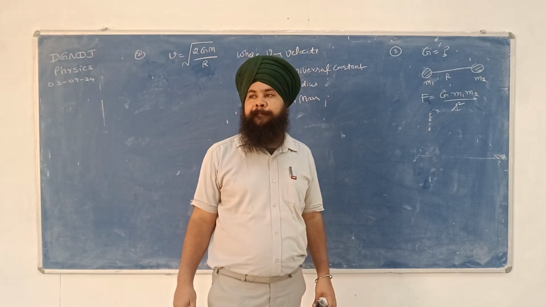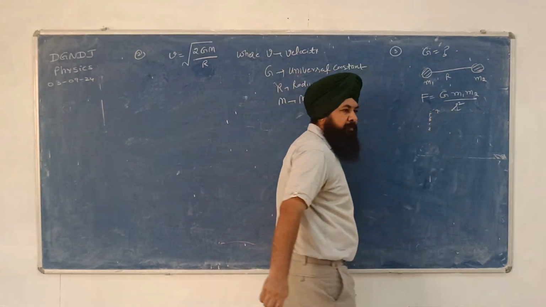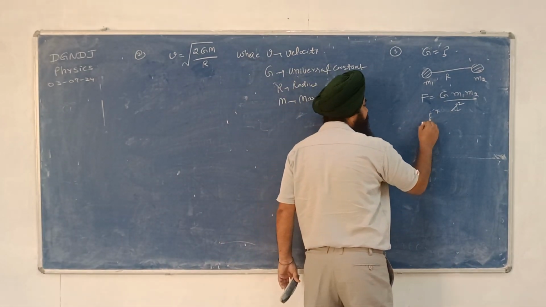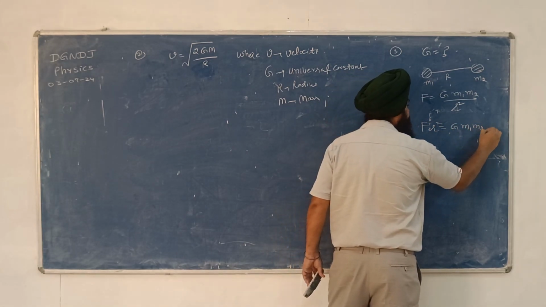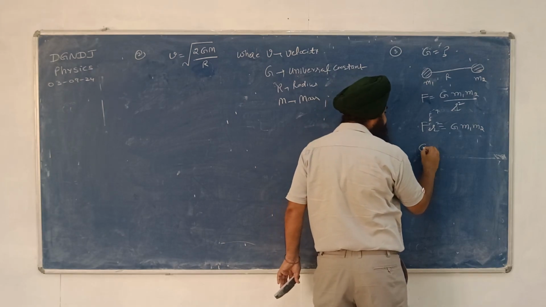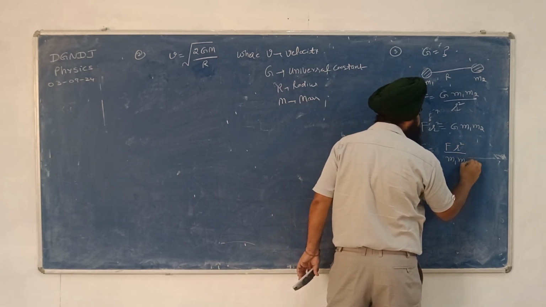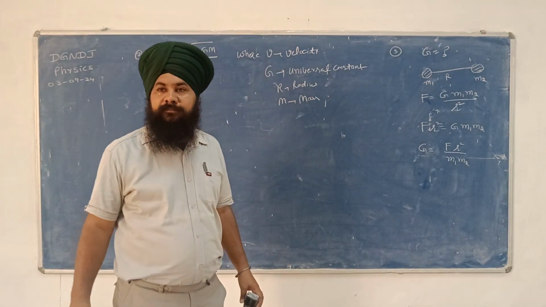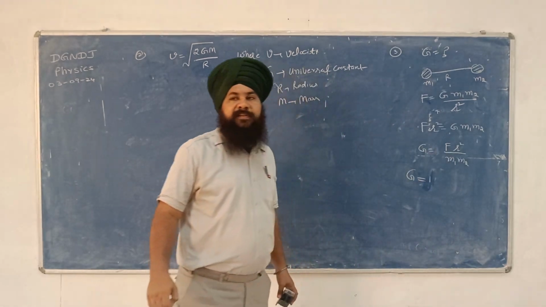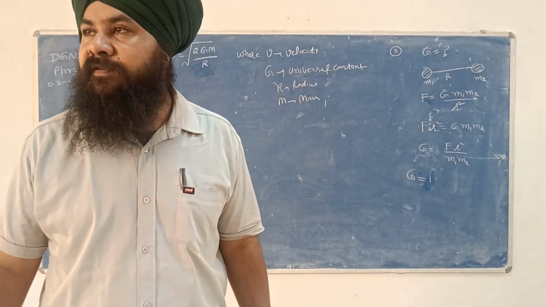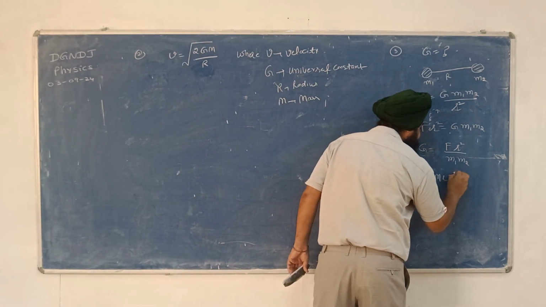Okay, so from here take out G. F r square is equal to G m1 m2. So G is equal to F r square divided by m1 into m2. What is the dimensional formula of F, force? MLT minus 2, right? MLT minus 2.